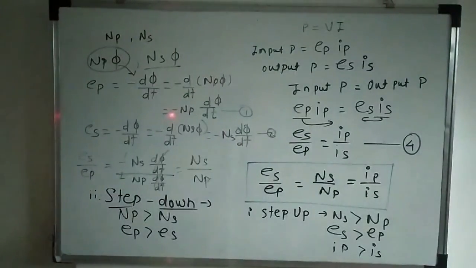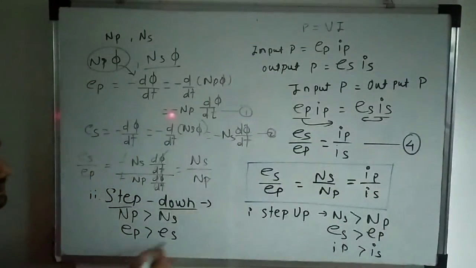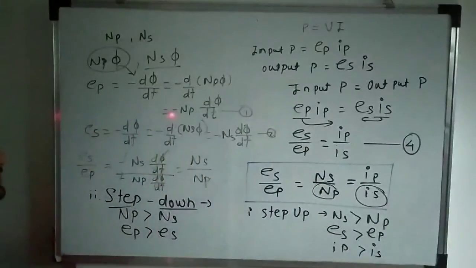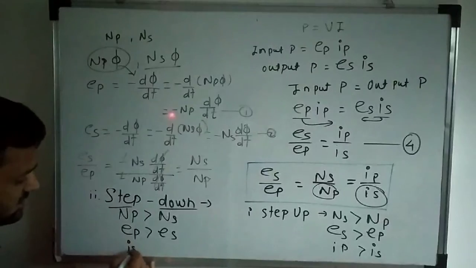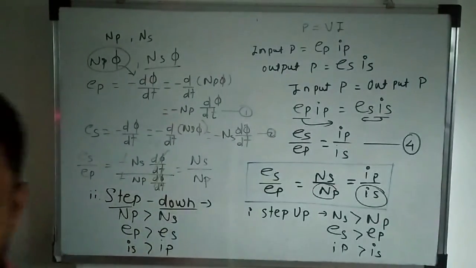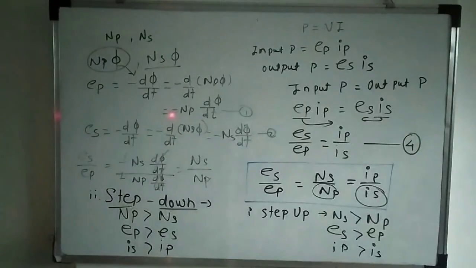In the same manner, how can we write the equation for current? If the denominator is greater than the numerator, the same principle applies here. IS is greater than IP. So exactly reciprocal values we are getting in the case of the step down transformer. Now moving forward, this is about the transformer. We take one numerical from the same chapter.